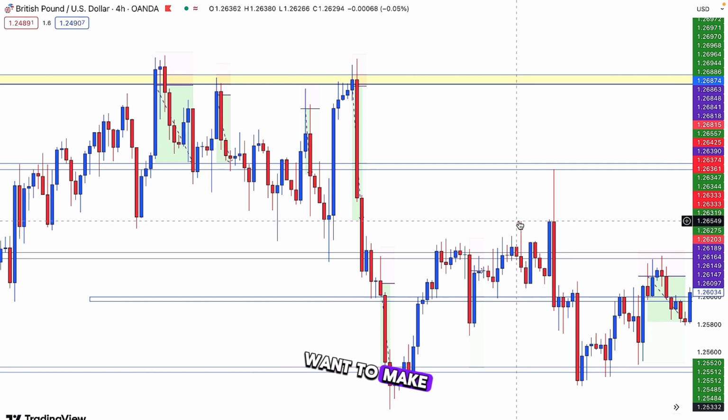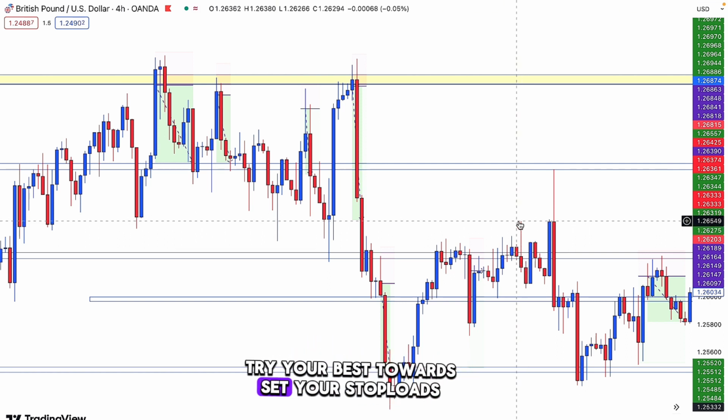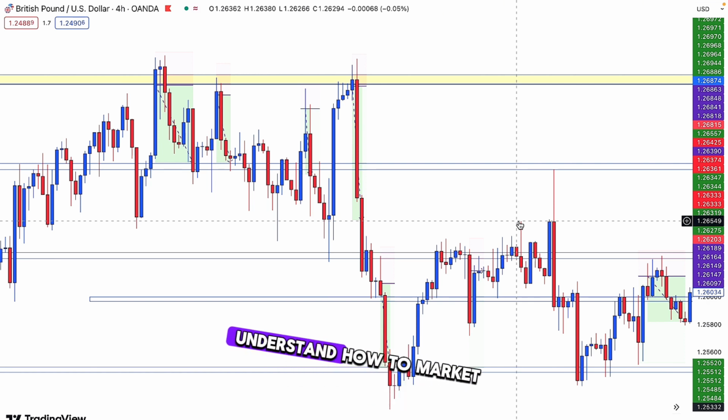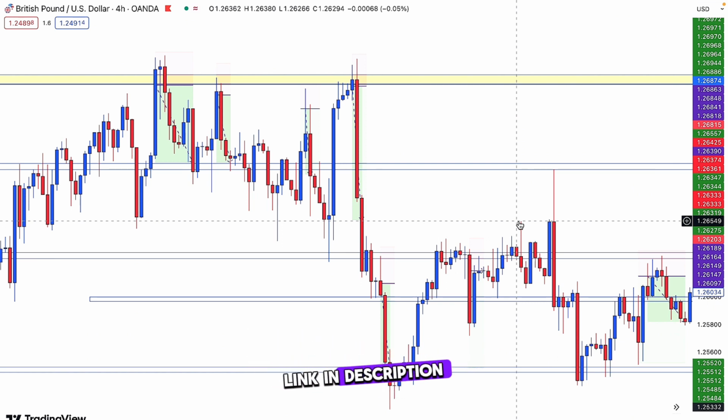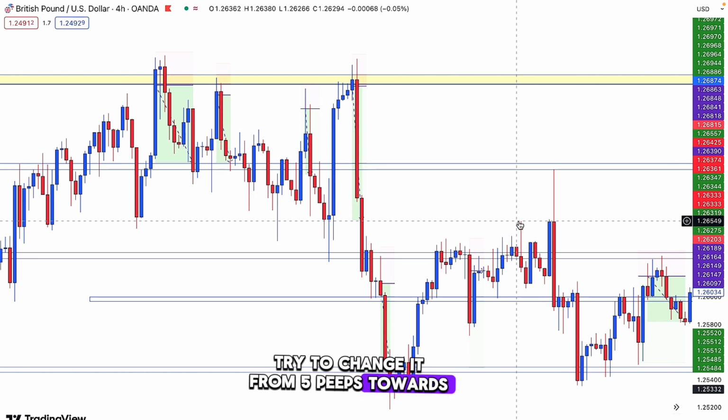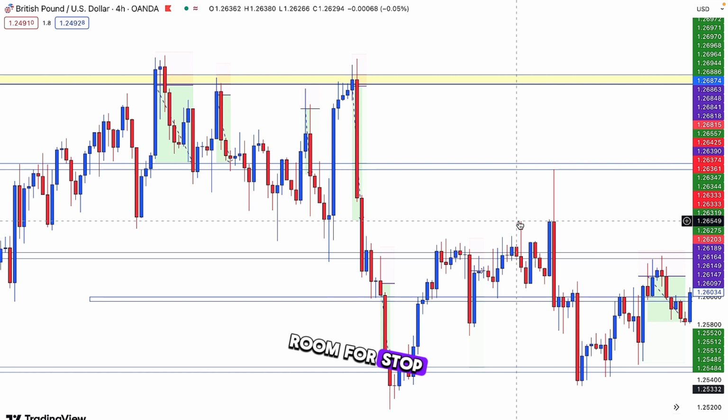So if you want to try your best to set your stop loss, 3 things that I said. Number 1, understand how to mark key levels. If you don't know how to do that, the mentorship program is there for you, which is understanding the PEG strategy, link in description. Number 2 is what? Knowing CSPs. Number 3 is what? Trying your best to increase your risk appetite, your stop loss range. Try to change it from 5 pips to what? To at least 15 pips, 20 pips. It is going to give you room for stop loss areas, even if the market wants to play in your stop loss zone. I hope I make myself clear.